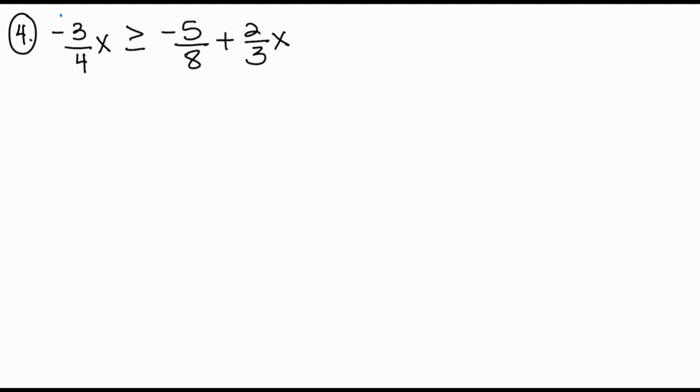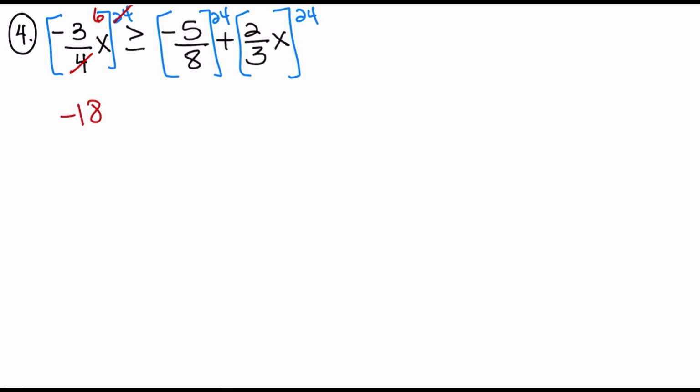This just means that I can multiply the entire inequality, so every single one of these fractions, by 24. And what that's going to do is get rid of the denominators and get rid of the fractions altogether. So here, 4 goes into 24 6 times. Negative 3x times 6 is negative 18x is greater than or equal to.